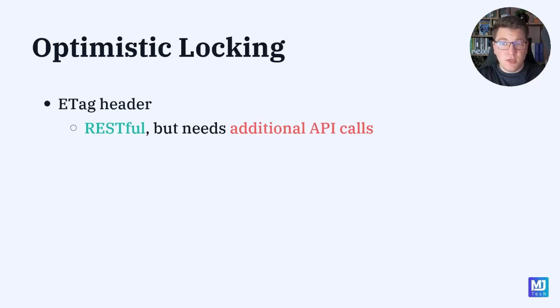However, this approach requires making additional API calls. Let's say we send a request for a collection resource, for example the tags. This won't give us back the ETag value for an individual tag. So we have to send a request for one tag to get back the ETag header before we can send a PUT request that's going to use optimistic locking.